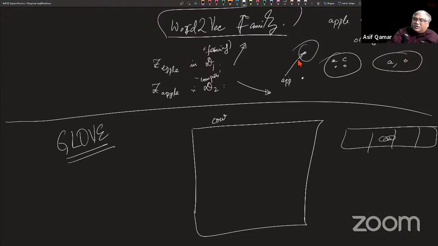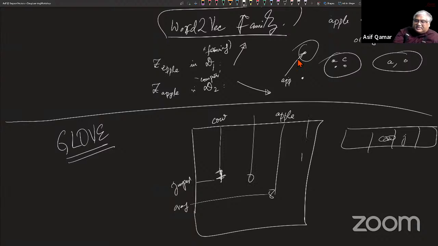If the word cow co-occurs with jumped, you go to the word jumped, and then you put a 1. And maybe you'll end up with 7 throughout the corpus. A cow jumped, and then the apple, orange, is 8, and some other things are 0, and some is 1. So you realize this is called the co-occurrence matrix. Actually, in the GloVe literature, they tend to use the letter X for co-occurrence.